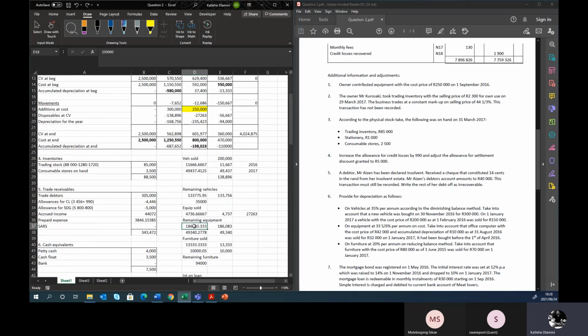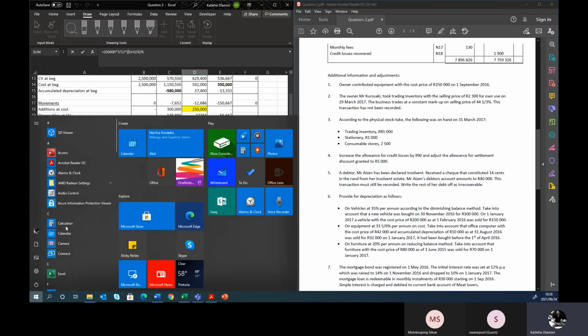So I have 250, multiplied by 7 months over 12 months, multiplied by 33 and 5/6%, and that's going to give me my depreciation. So it'll look something like this. First, let me do it on a calculator.